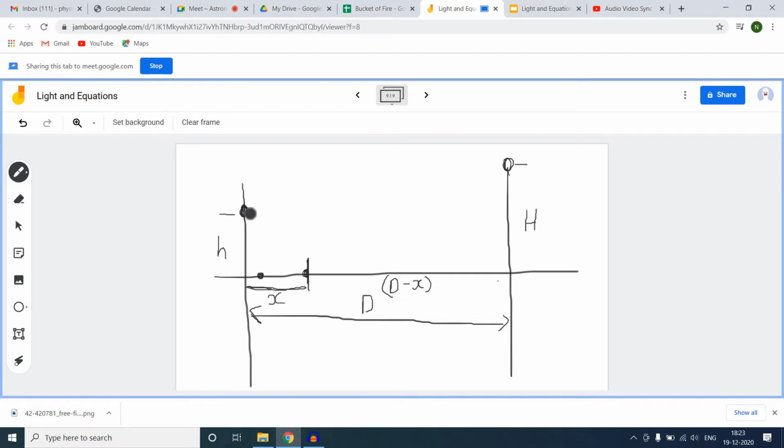Now the total distance Bob has to travel would be this line over here. We will call this d1. And then from this point to this point, we'll call it d2. Alright. Now, this is a right angle triangle. This is a right angle triangle. So let's look at this triangle over here.